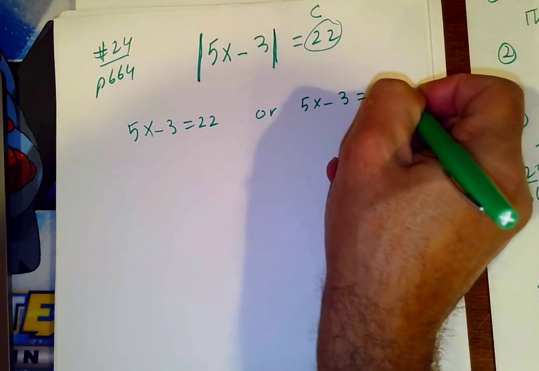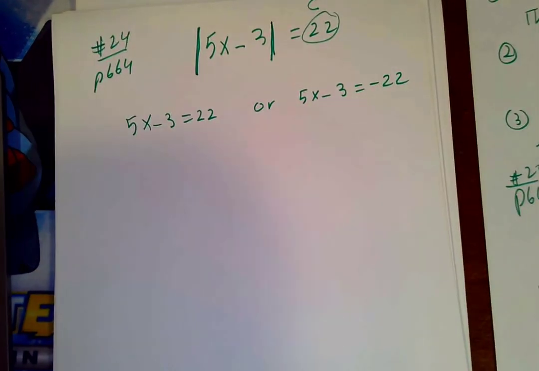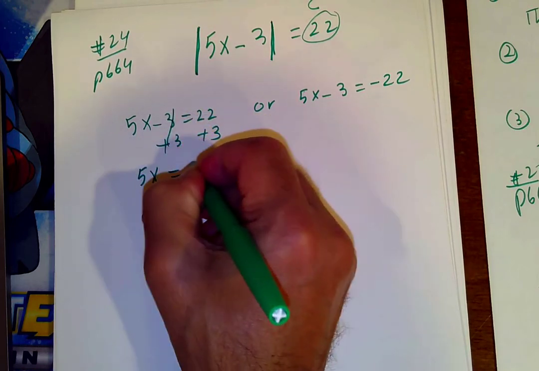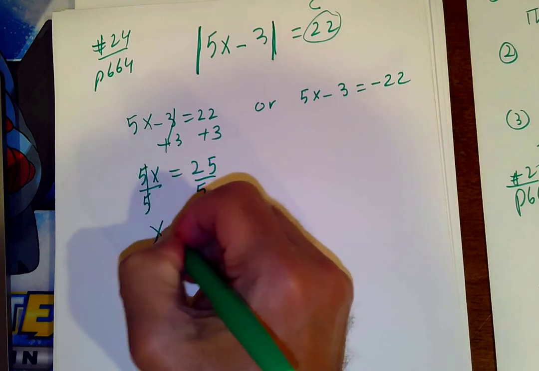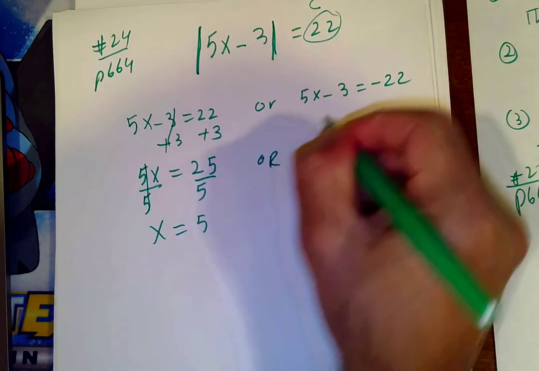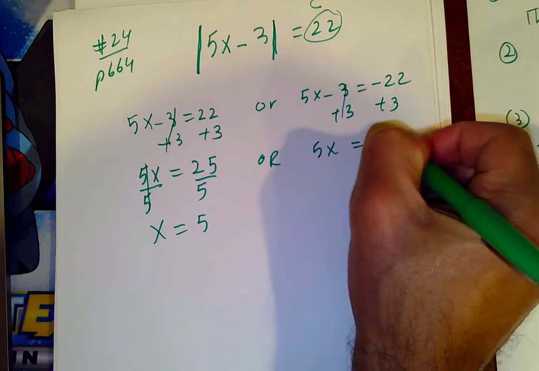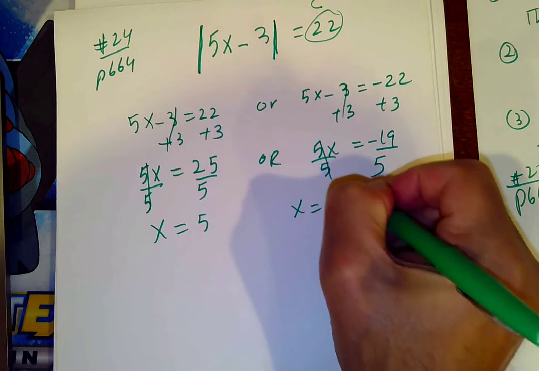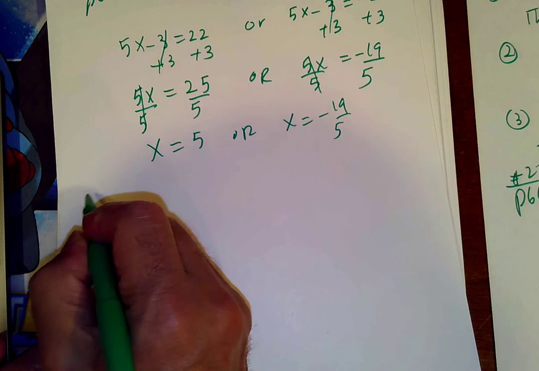And I'm splitting it up so I can solve the two equations because x is not isolated. So add the 3. So 5x is 25. Divide by 5. X is 5. Add the 3, 5x is negative 19, x is negative 19 over 5. So we have two solutions. And let's check them so we can see that it does make sense.